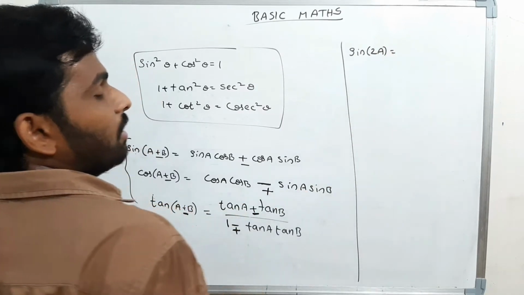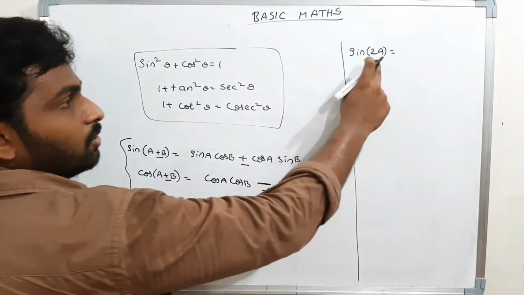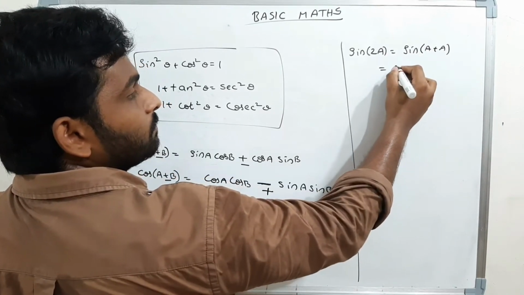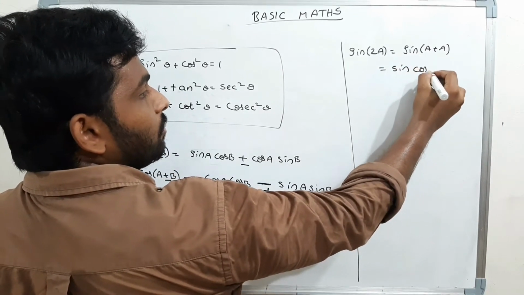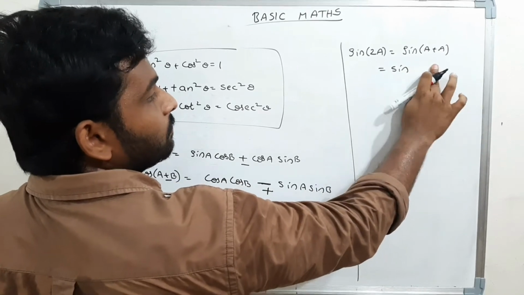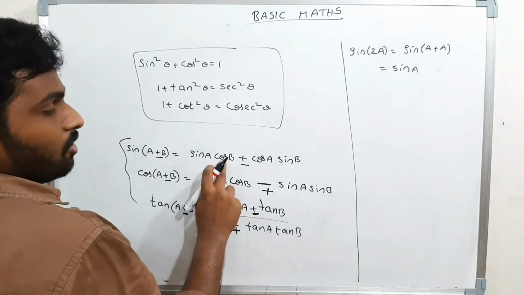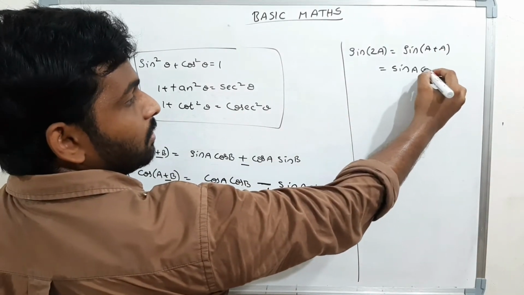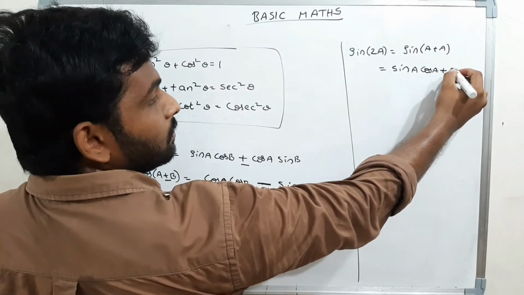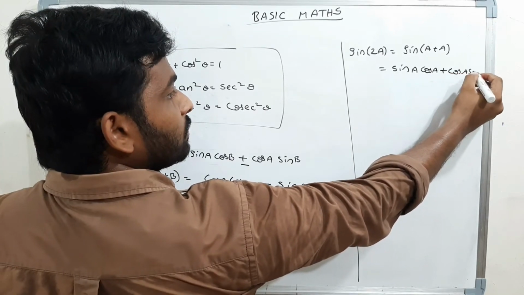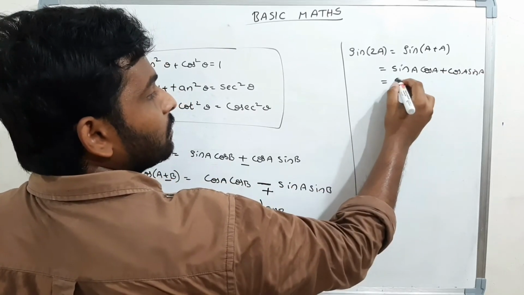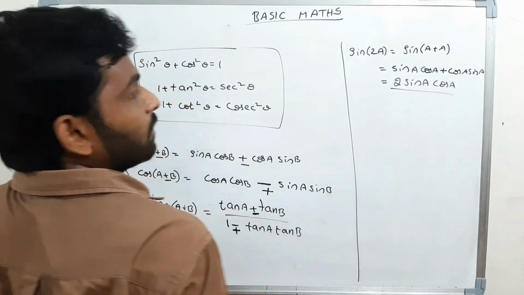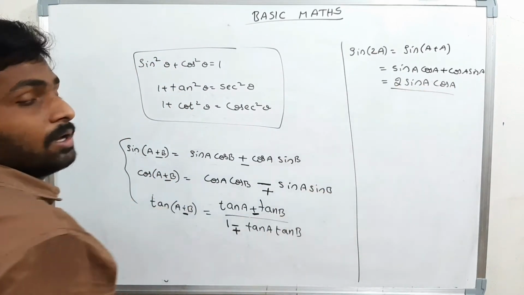sin 2A. What is the value of sin 2A? Sin 2A is nothing but sin(A plus A). That is sin A cos B plus cos A sin B. Here B is also nothing but A. Therefore, sin A cos A plus cos A sin A. That is nothing but 2 sin A cos A. Sin 2A is nothing but 2 sin A cos A.